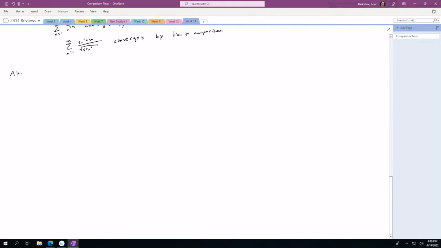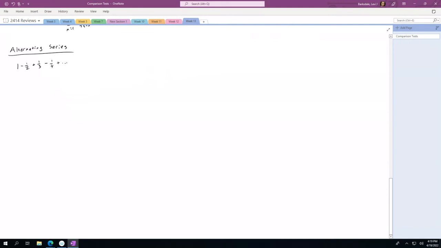This is called an alternating series. So what is an alternating series? An alternating series is, simply put, a series whose terms switch between positive and negative. They alternate between positive and negative, so that's where we get the name alternating series. And one thing that could look like is 1 minus 1/2 plus 1/3 minus 1/4, and so on.